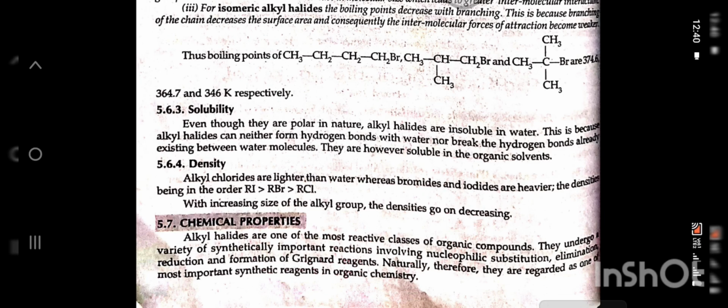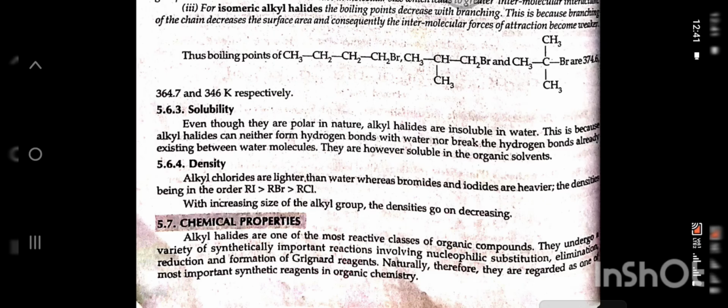Solubility. Even though they are polar in nature, alkyl halides are insoluble in water. This is because alkyl halides can neither form hydrogen bonds with water nor break the hydrogen bonds already existing between water molecules. They are, however, soluble in organic solvents.